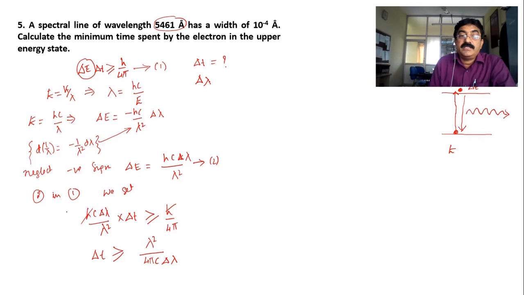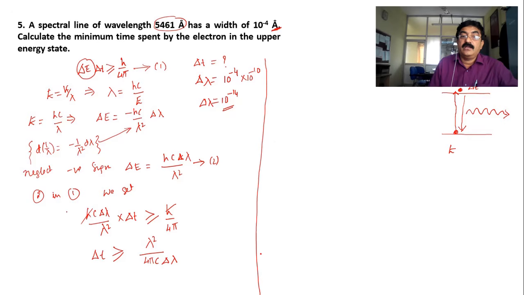Delta lambda, this is one point where normally students make a mistake. Majority of students take delta lambda as 10 power minus 4. They forget angstrom. Dear students, put 10 power minus 10 also. So it is not 10 power minus 4, it is 10 power minus 14. Okay, now coming to the delta t calculation.